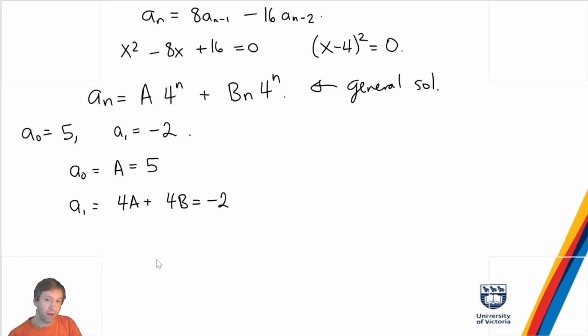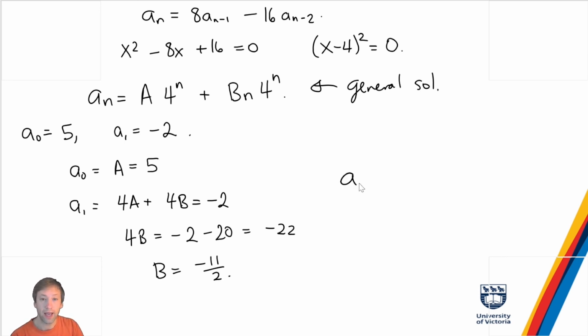Now I plug in my value for a, so what I have is 4b equals negative 2, and a is 5, so I'm subtracting another 20, so it's negative 22. So b is negative 11 over 2. Final answer: a_n is 5 times 4 to the n, minus 11 over 2 times n times 4 to the n, for all n.